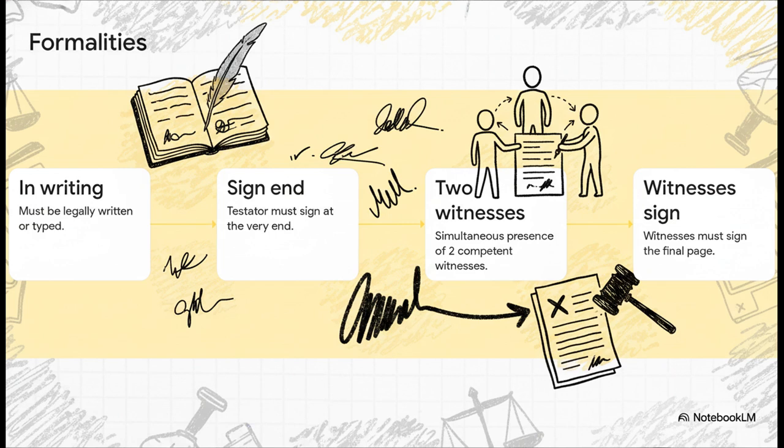Number 3, you need 2 or more competent witnesses present simultaneously. They have to be in the room with you at the exact same time. And finally, number 4, those witnesses have to sign the last page right there in front of you and each other. If you miss just one initial on page 2, or a witness steps out for a second to grab a coffee while you sign, boom, the whole thing is legally worthless.